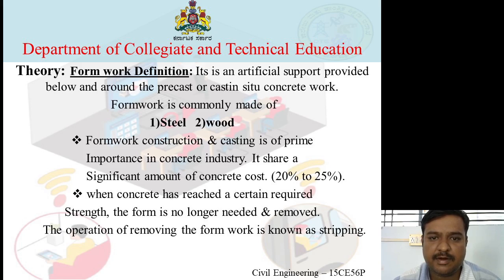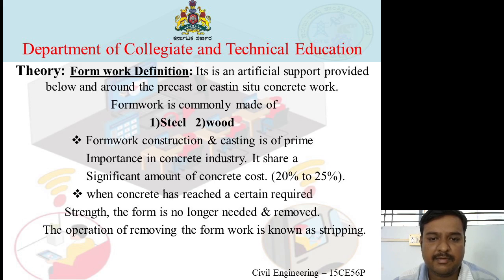What is the definition of formwork? It is an artificial support which is provided below and around the precast or cast in situ concrete work. The formwork is the artificial support below any RCC structures. Formwork is commonly made up of steel and wood. Formwork construction and casting is of prime importance in the concrete industry. It shares a significant amount of concrete cost, that is 20 to 25%. When the concrete has reached a certain required strength, the formwork is no longer needed.